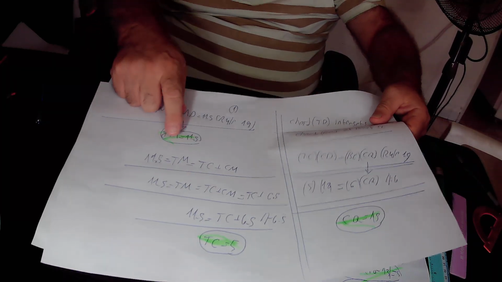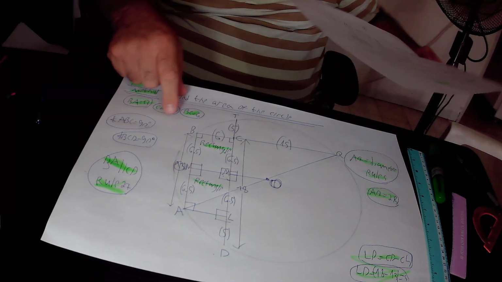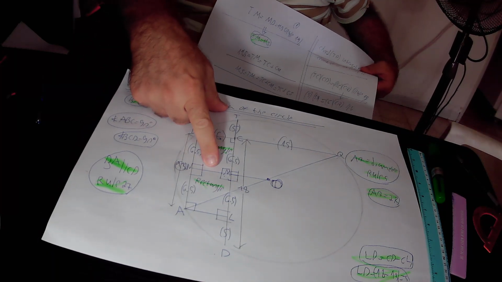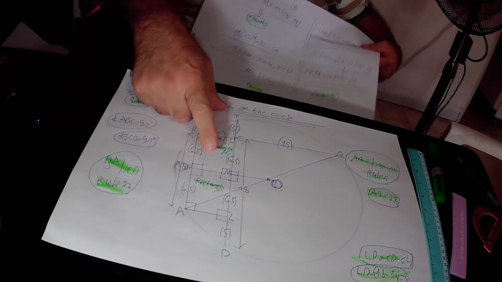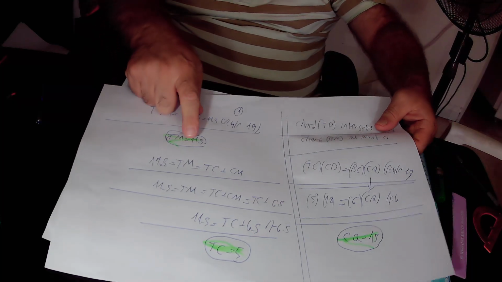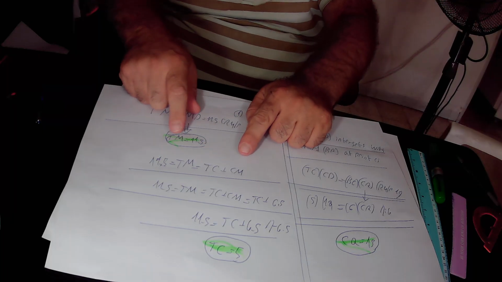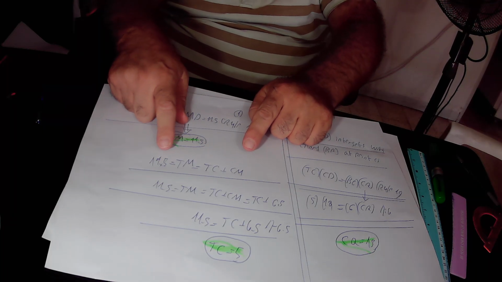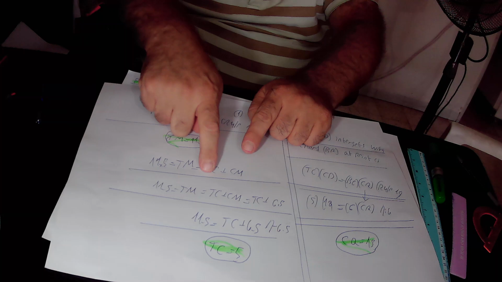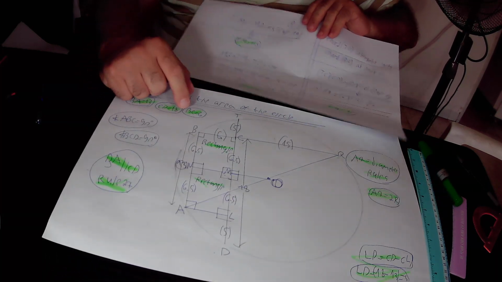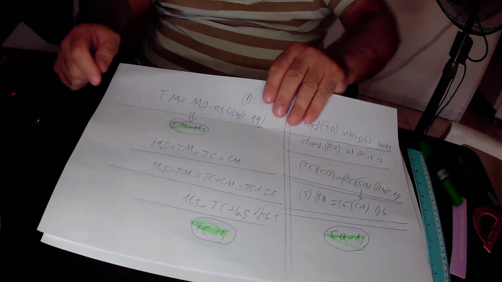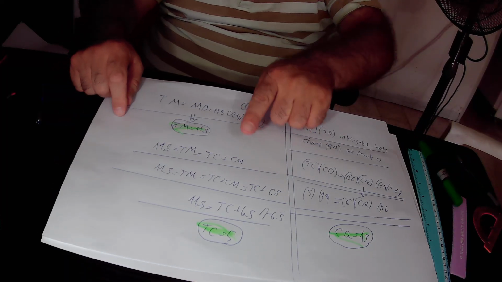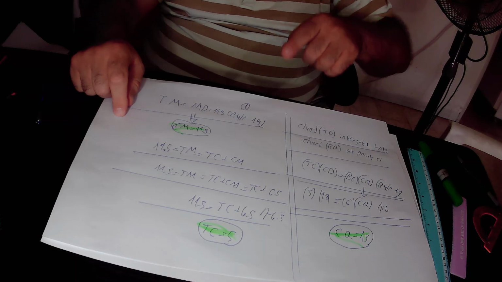So from one side TM equals 11.5, but from the other side TM equals TC plus CM. So 11.5 equals TM, and TM equals TC plus CM. TC is the missing side, so we leave it as it is, plus CM. CM is 6.5.